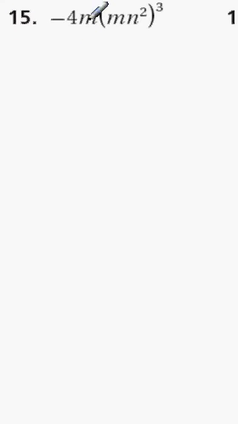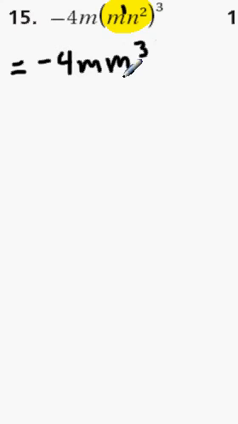Number 15, here I have negative 4 times m, and then the quantity m times n squared raised to the third power. So the first thing I'm going to do is to eliminate the parentheses, recognizing, of course, that m has an exponent of 1. So here we go, negative 4 times m. Now, this thing in yellow, this expression inside the parentheses, is being raised to the third power. So when you take a power and raise it to a power, you multiply. So I go 1 times 3. So this becomes m to the third.